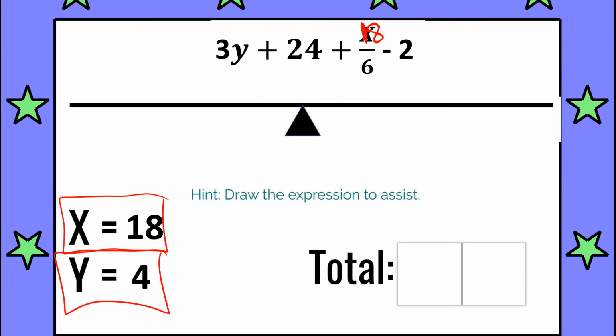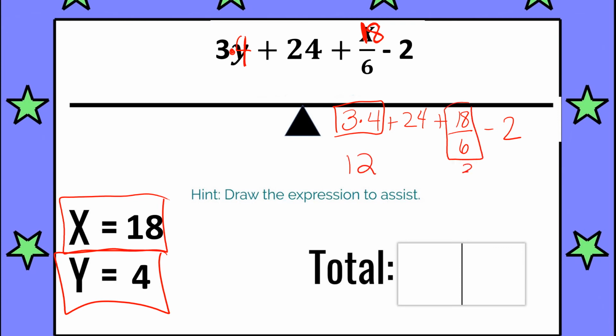So right here is going to become 3 times 4. Okay, so I'm going to write this out. I have 3 times 4 added to 24, added to 18 divided by 6, and minus 2. All right, I don't have any grouping symbols or exponents, so I'm going to do my multiplication and my division right here first. So 3 times 4 is 12. 18 divided by 6 becomes 3.